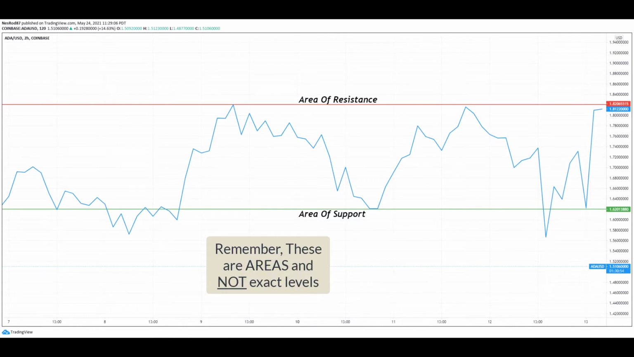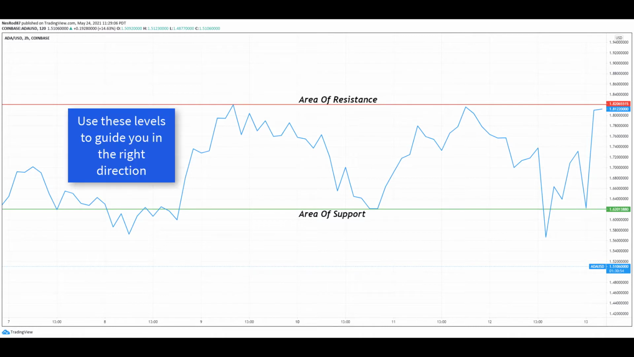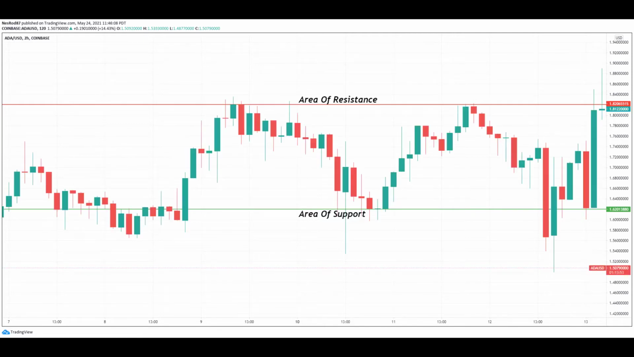It is important to understand that these levels are not to be used as a 100% guarantee that the price will stop at this point. However, we can use these levels as a guide to help us understand where the price will be headed towards in the future. Here we have the candlestick chart.